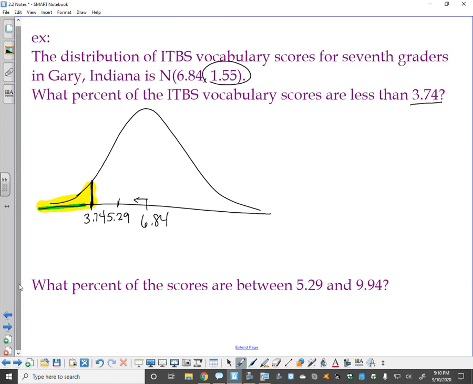What percent of the scores are between a 5.29 and a 9.94? Okay, so 5.29 is here. That's 1 standard deviation below the mean. Here's my mean. And I want to go up to a 9.94. Okay, so if I add my standard deviation, that gives me 8.39. And if I add it again, I get 9.94. So that's 2 standard deviations out, and this is 1 standard deviation below.